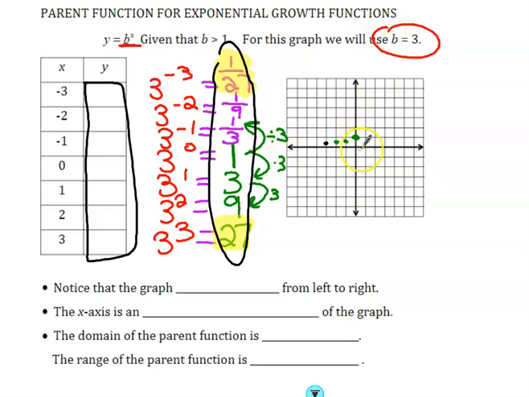And then 1, over 1 and up 3. 1, 2, 3. And then over 2 and up 9. 1, 2, 3, 4, 5, 6, 7, 8, 9. Okay, and then 3, 27, I can't graph that one.